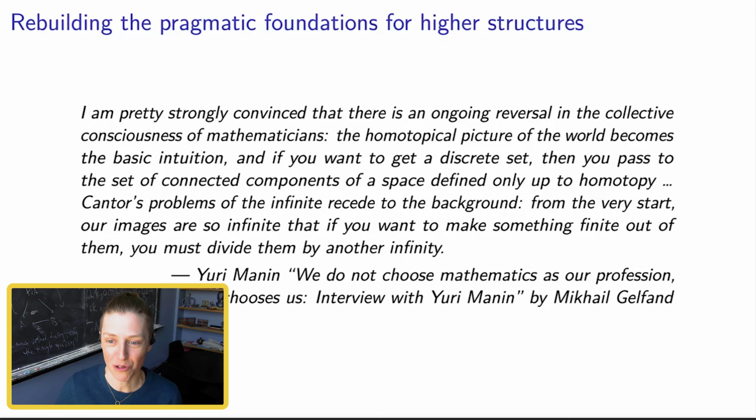If you want to get a discrete set, then you pass to the set of connected components of a space defined only up to homotopy. Cantor's problems of the infinite recede to the background from the very start. Our images are so infinite that if you want to make something finite out of them, you must divide by another infinity." So I feel like this is what it feels like to be working in this world where your categories are now so much bigger because they have all of these higher dimensional morphisms on top of what was already a pretty large category.